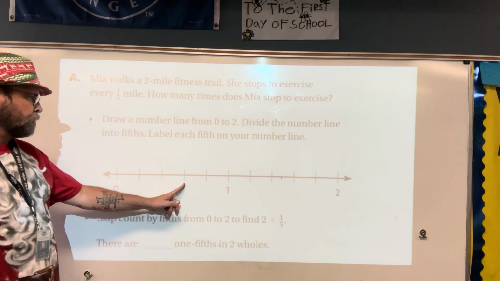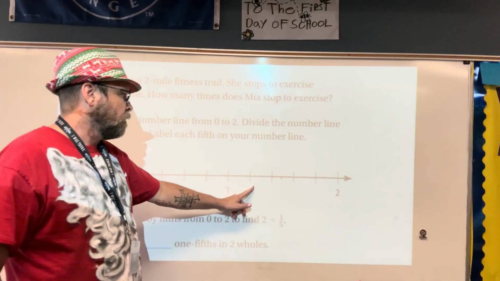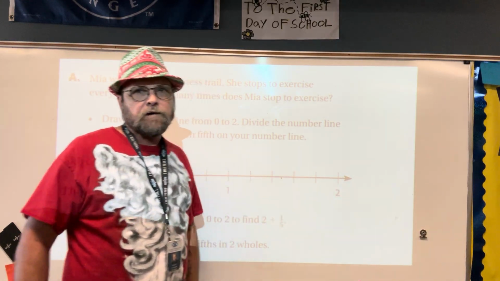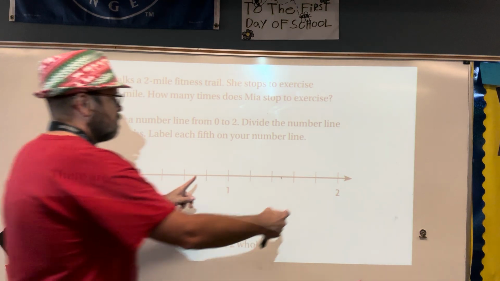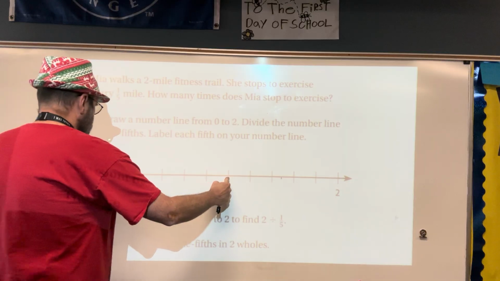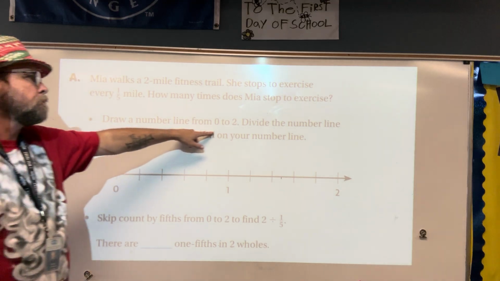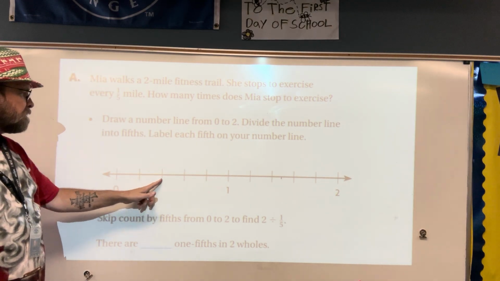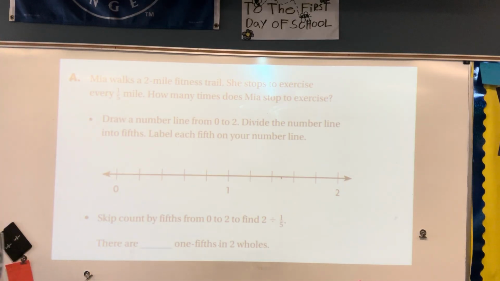1/5, 2/5, 3/5, 4/5, 5/5. 5/5 equals 1. 1/5, 2/5, 3/5, 4/5, 5/5. And so that one is 1 as well. So this is 1 mile and this is 1 mile. We want to know how many times she stops. We drew the number line from 0 to 2 and divided it into fifths, so each of these lines means 1/5 of the mile.